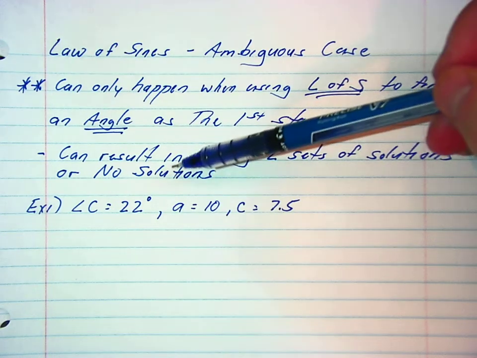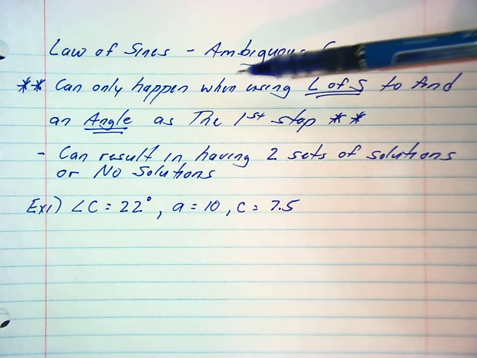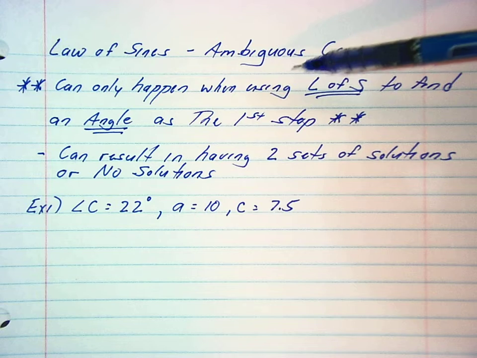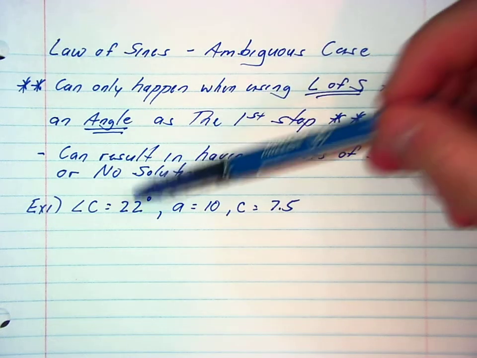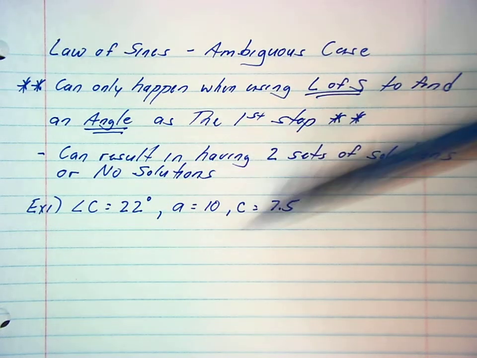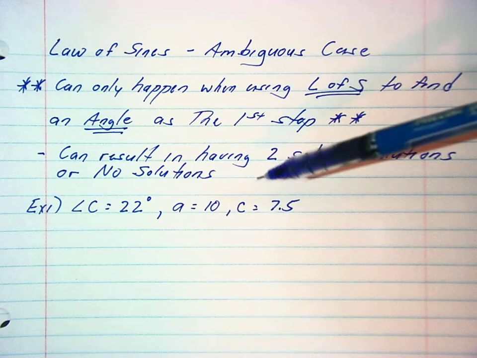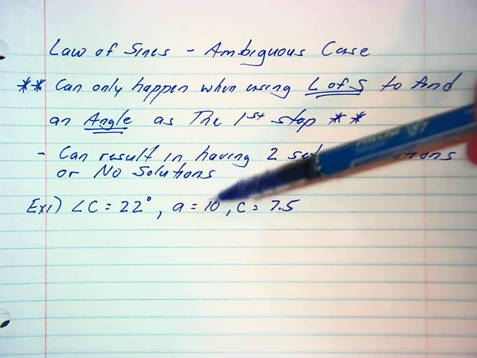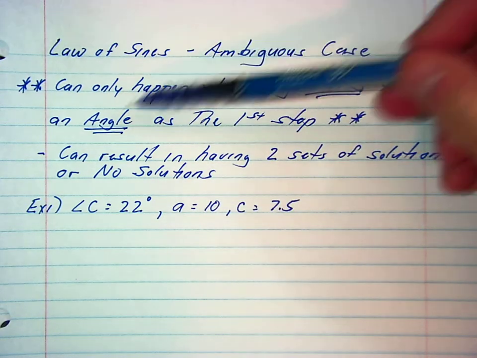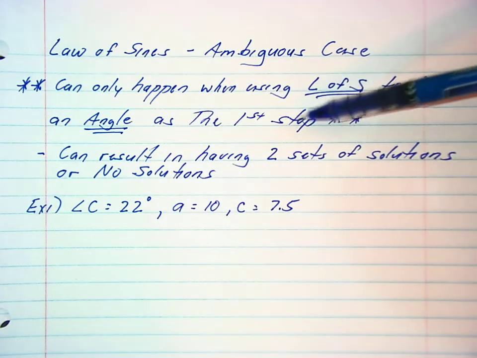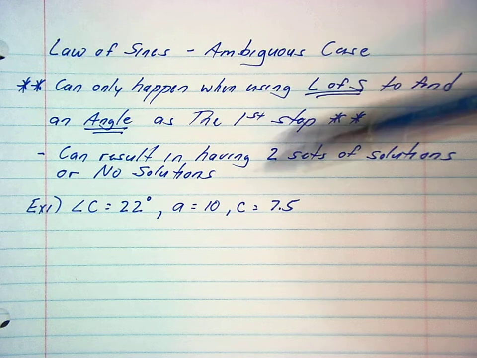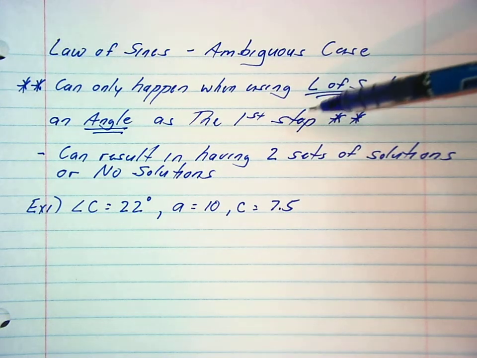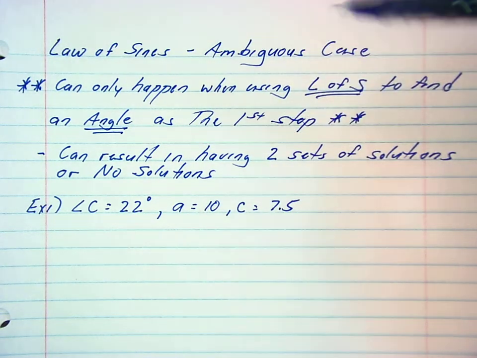Now that's an easy one. No solution means that you put it in your calculator, whatever you were trying to solve for, the angle, and you got an error, probably a domain error. That means the measurements are such that it's not even possible to have a triangle with those measurements. And again, that scenario can only happen if you're doing the law of sines to find an angle as the very first step. Now, make sure you're finding an angle. If you're finding a side and you get no solution, you did something wrong. That's a mistake.